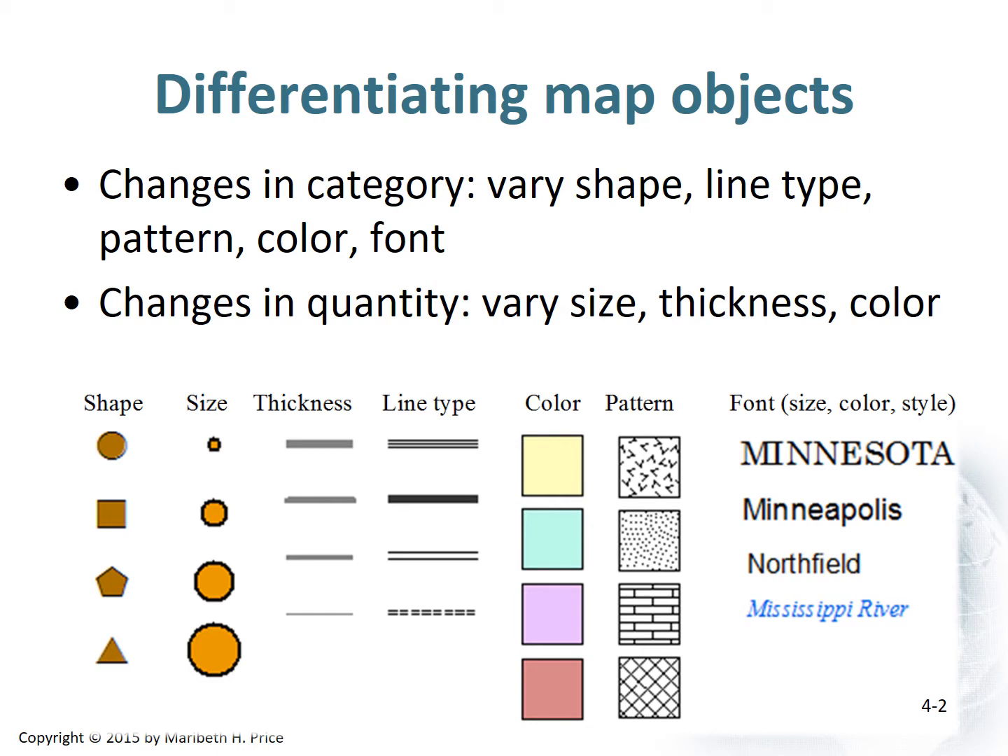And so here are just some examples of things you can do that can help you differentiate one thing from the other. Shapes, sizes, thicknesses, types, colors, patterns, and fonts. Whether we're talking about the size of the font, the color of the font, or the style of the font, they all can impart meaning to elements in a map.